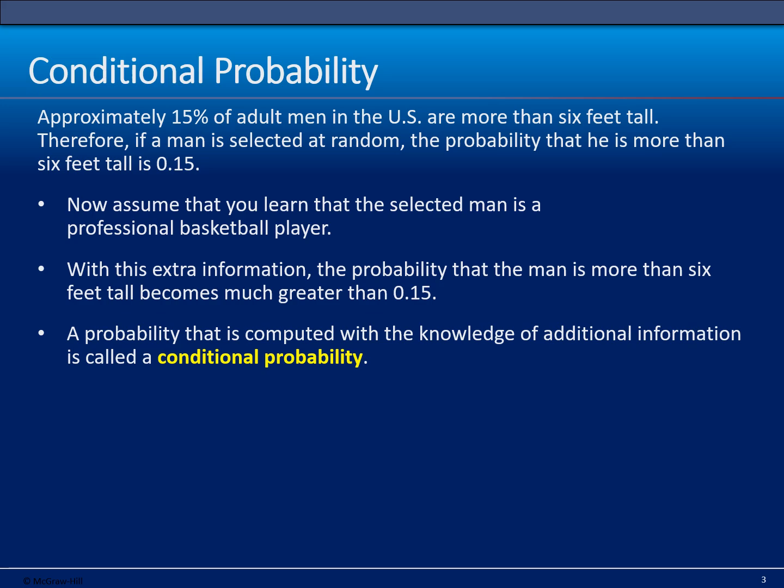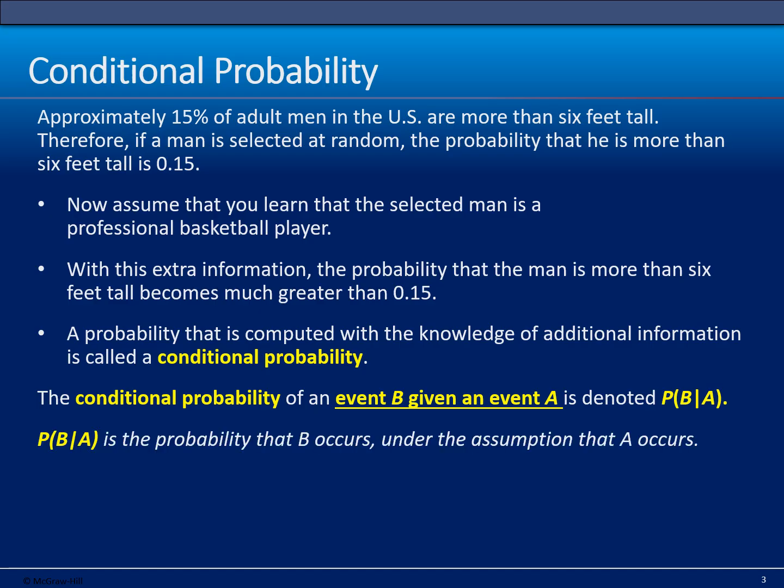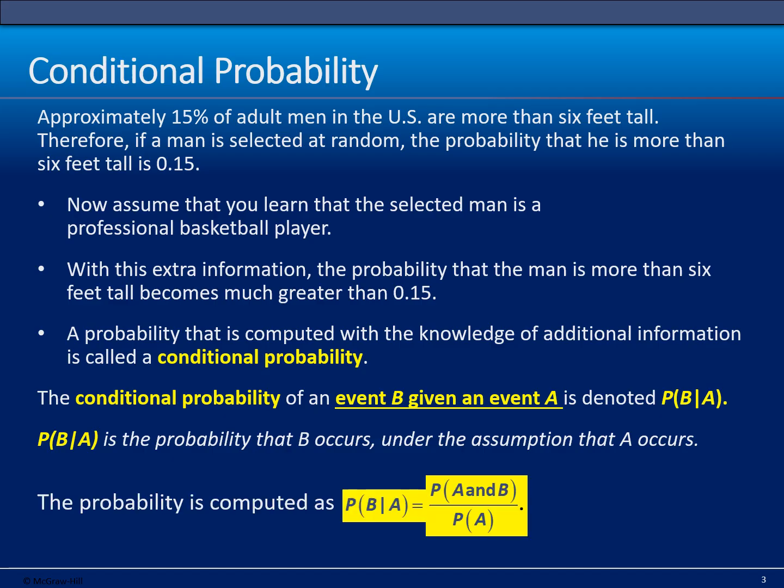A probability that is computed with the knowledge of additional information is called a conditional probability. The conditional probability of an event B given an event A is denoted by P(B|A). The probability of B given A is the probability that B occurs under the assumption that A has already occurred or is occurring as well.